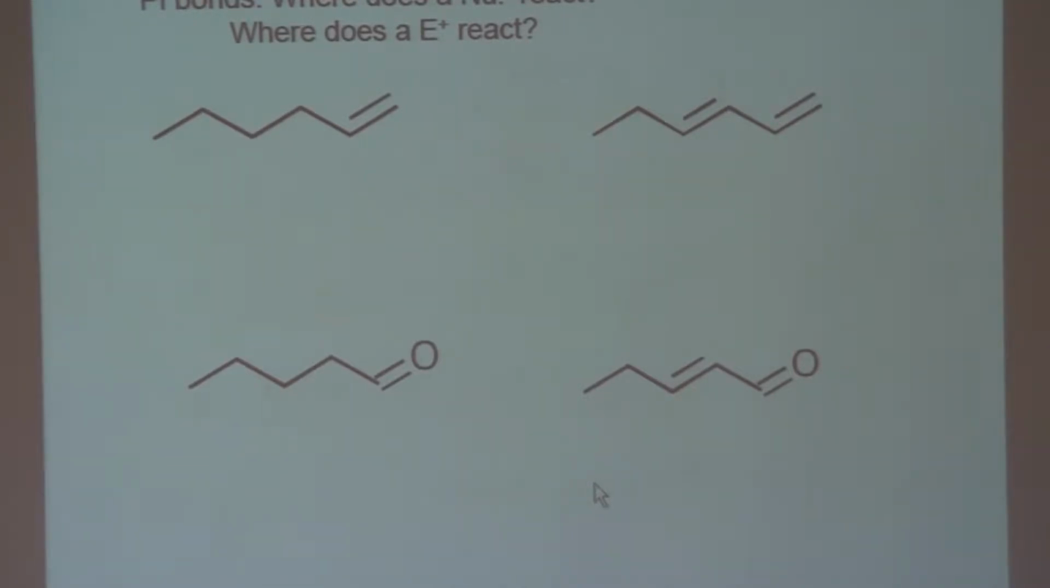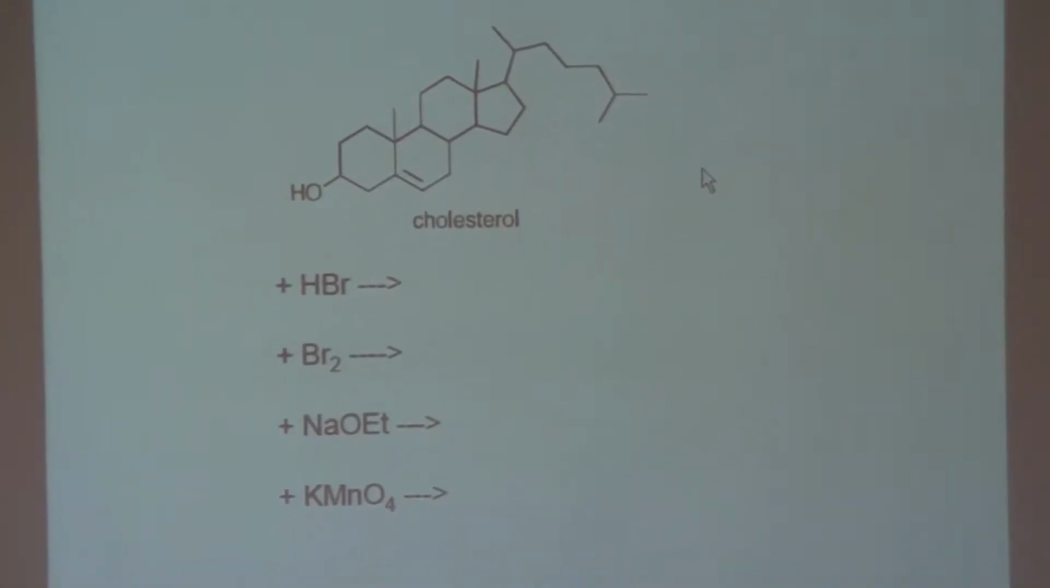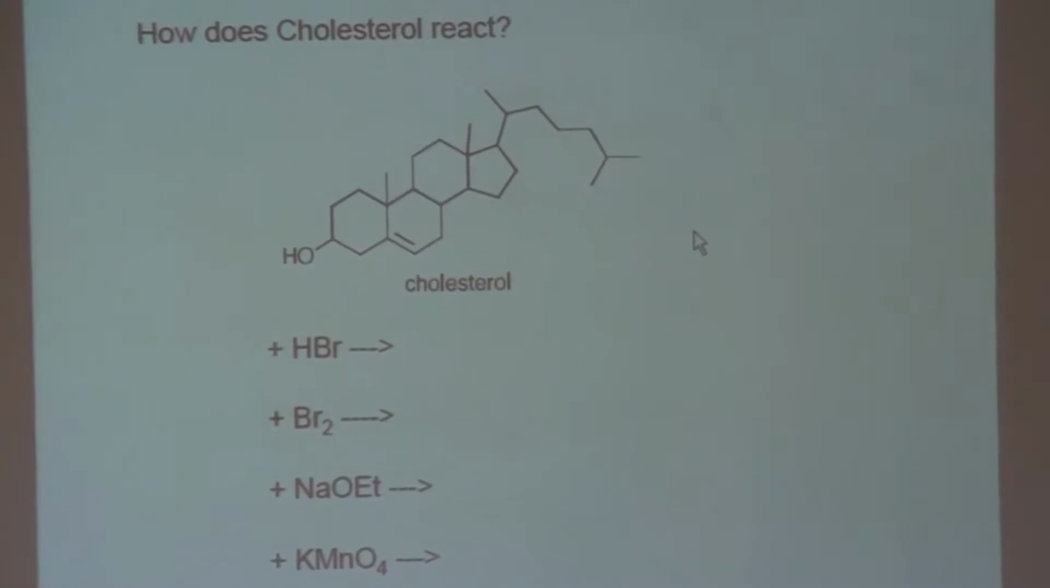Okay, ready to keep on going? Take a look at this one. Cholesterol is this molecule. Note that it has two functional groups. What I'd like you to do is predict the product of the reaction of cholesterol with each of those reactants. Now remember, we talked about how reactants react last time.